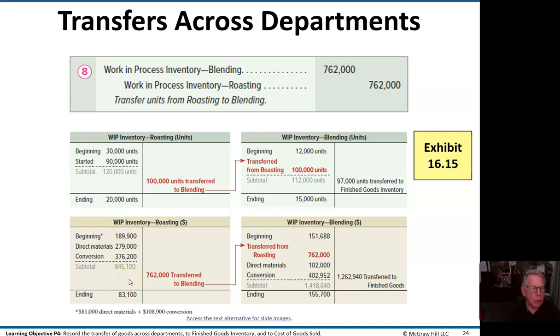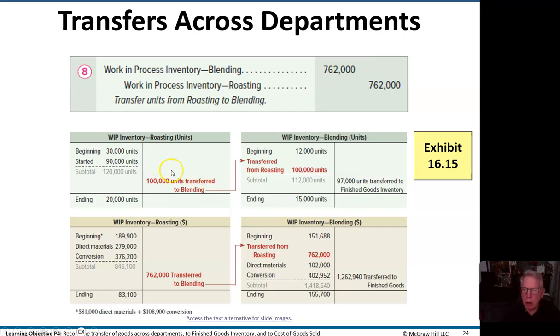Hi, everybody, and welcome back to video number 3 in chapter 16. When we left off, we were looking at transfers across departments. I think it doesn't hurt to review this a little bit. Here, our journal entry moved work in process inventory from the roasting department into the blending department in sequential order.